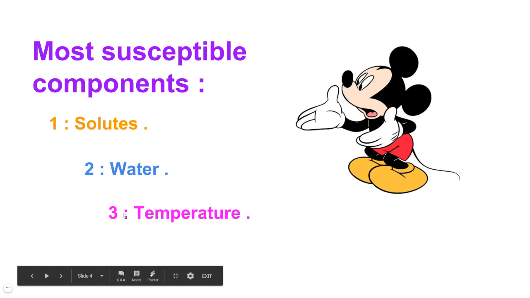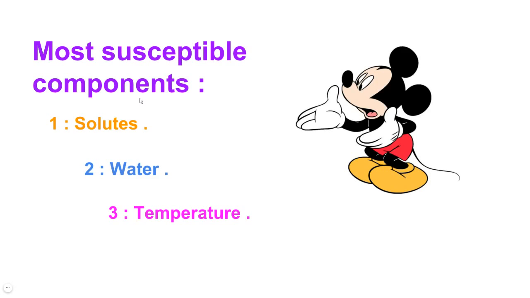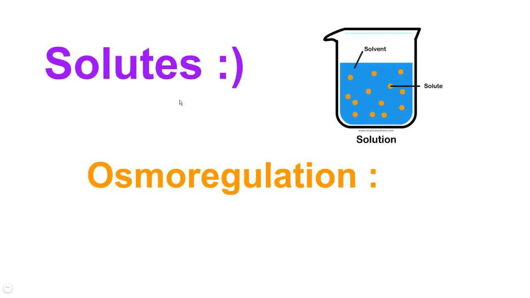Now, students, the most susceptible components of internal environment that may be affected by fluctuations in external environment are solutes, water, and temperature. Now, students, solute is a substance that is dissolved in a solvent to make a solution. For example, you can consider these particles as salt particles. They are dissolved in water. So, water is the solvent, and the salt particles are the solute to make the salt solution.